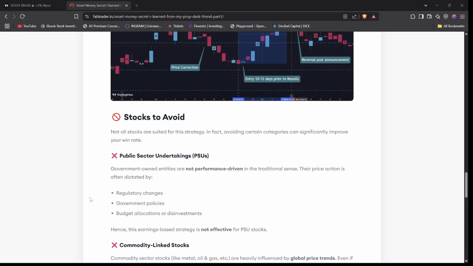Similarly, the second category of stocks that you need to avoid is ones linked with commodities. While individual companies can do well, one global announcement or news could really derail all your profits. So you need to stay away from commodity linked stocks as well.